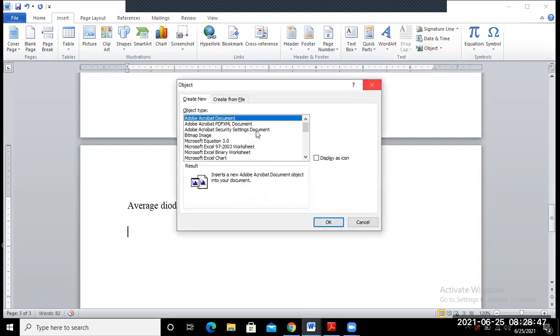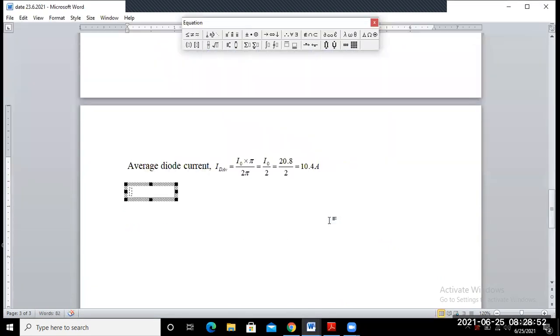If you put the average value of diode current, what is the average value? That means I average is equal to 1 by time period. What is the time period here for the diode? So the time period is 2 pi. So just put 2 pi here.